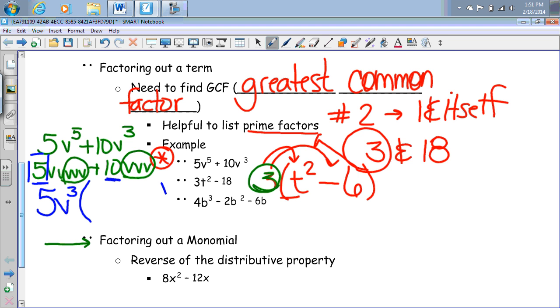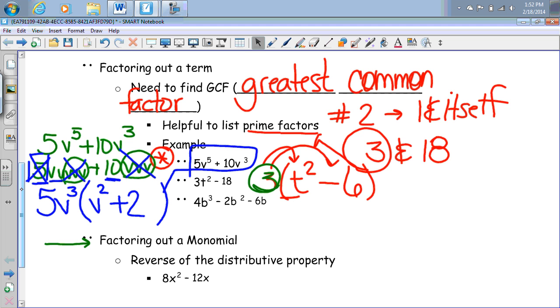So let's look at what's left. So my 5 is gone, my v cubed is gone, so I'm left with 2 v's, which is v squared, plus, take a 5 out of 10, I'm left with 2. My v cubes are gone, so I don't have anything else. Let's do the distributive property to make sure we end up with 5v to the 5th plus 10v cubed. 5 times 1 is 5, v cubed times v squared is v to the 5th. 5 times 2 is 10, v cubed times 1 is v cubed. So I ended up with that as well.